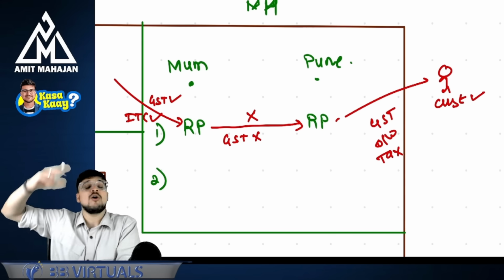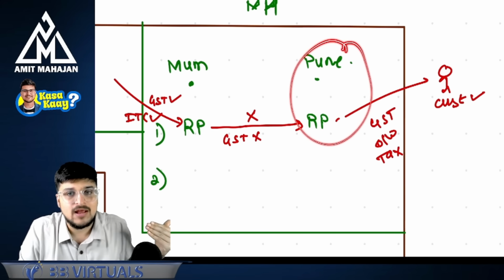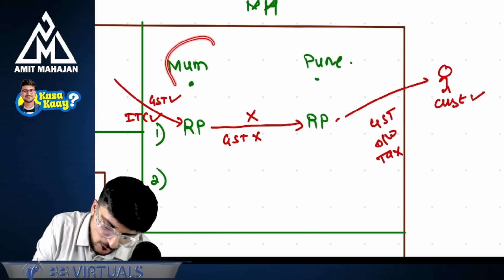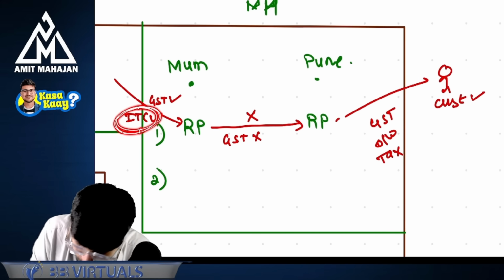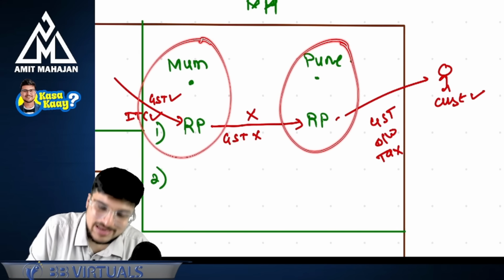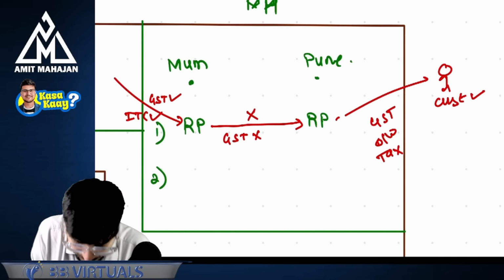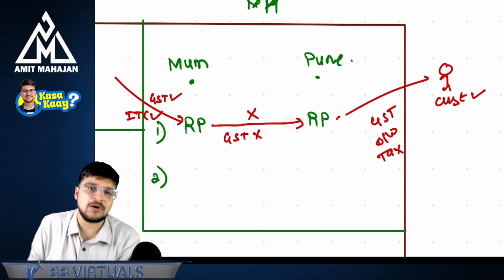Who is having the ITC? Mumbai office is having the ITC. It is whose outward supply? It is Pune's outward supply. Who had purchased the goods? Mumbai office had purchased the goods. So don't you think this ITC should be utilized against this outward supply? Yes, but ITC is claimed by this person and outward supply is of Pune office, and that's why we had to transfer this ITC to Pune somehow, and that's why they charged GST on this particular transaction.